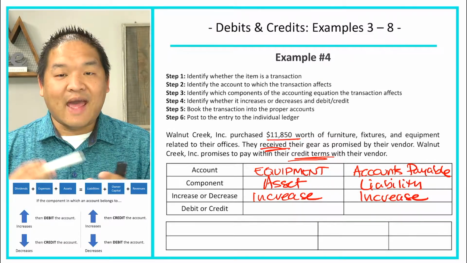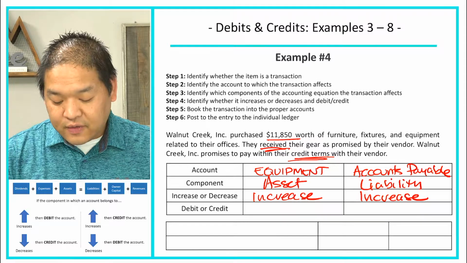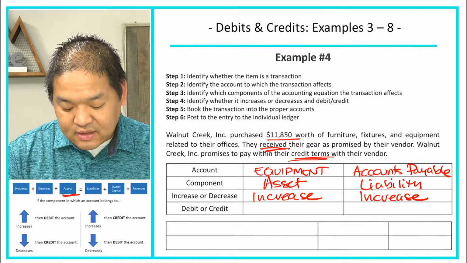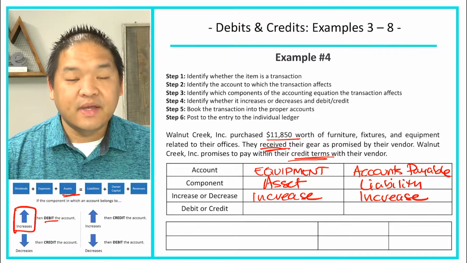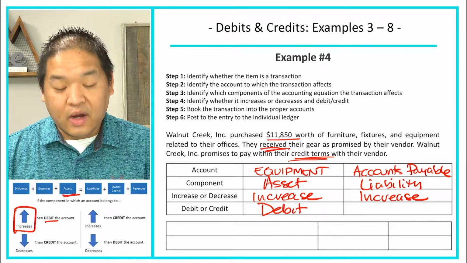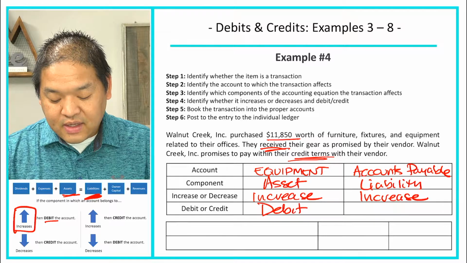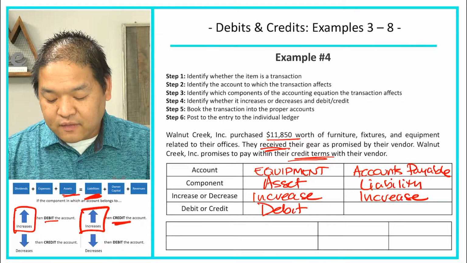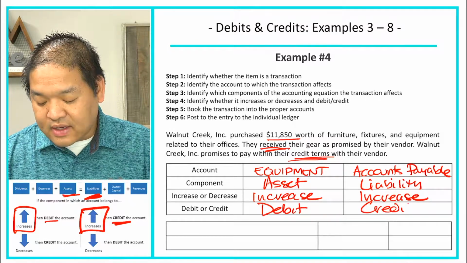And so equipment is an asset that's increasing. If we go to our key here, it's an asset. It's increasing. We're going to debit the account. What about our accounts payable? Well, our accounts payable is a liability. It is also increasing. Therefore, we're going to credit the account.